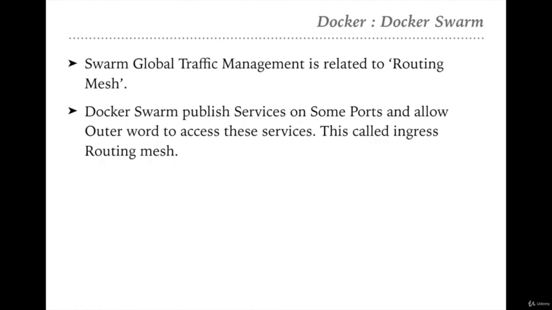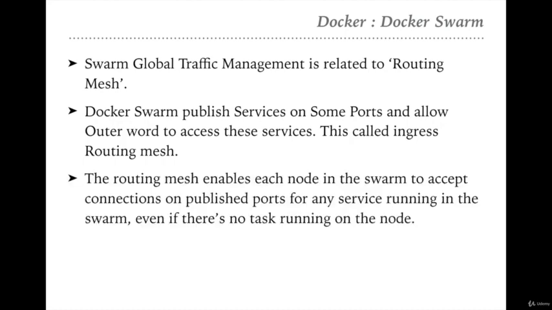So whenever you are creating a service and you want to access that service from the outer world, you need to publish that service on some port which will be accessible from the outer world. And this whole mechanism is called the Ingress routing mesh. What does the Ingress routing mesh do? The Ingress routing mesh enables each node in the swarm to accept the connection. It doesn't matter whether my service is running on node 1 or node n or node m or node k. It doesn't matter.